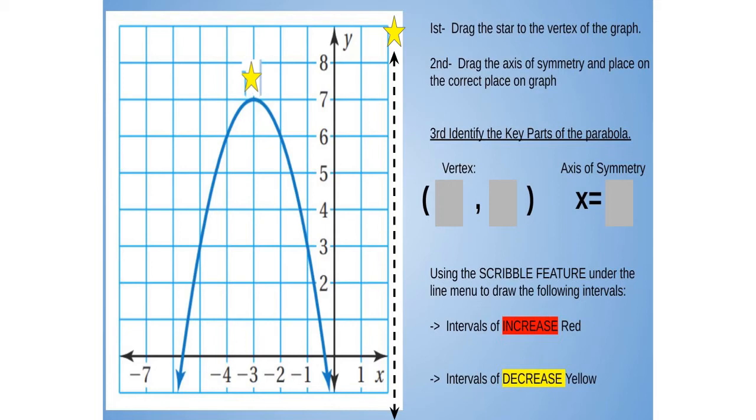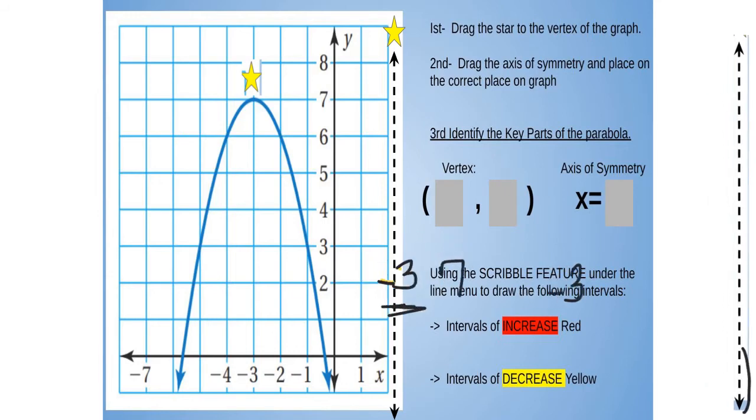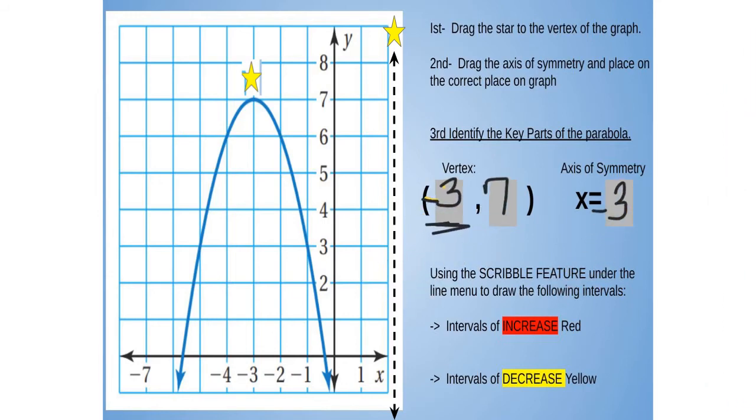Then we're going to identify that point. That point is -3, 7. Now the axis of symmetry would be the vertical line going through the x point. So the axis of symmetry is where x is equal to -3. That axis of symmetry there would be right through here. And that's that line where, once again, if we folded it, the increasing interval and the decreasing interval would lay on top of each other.